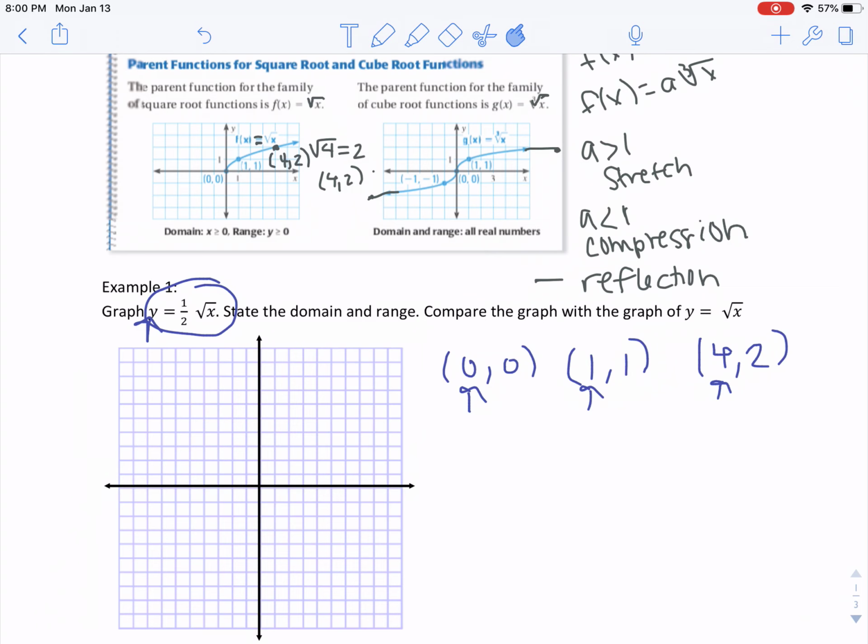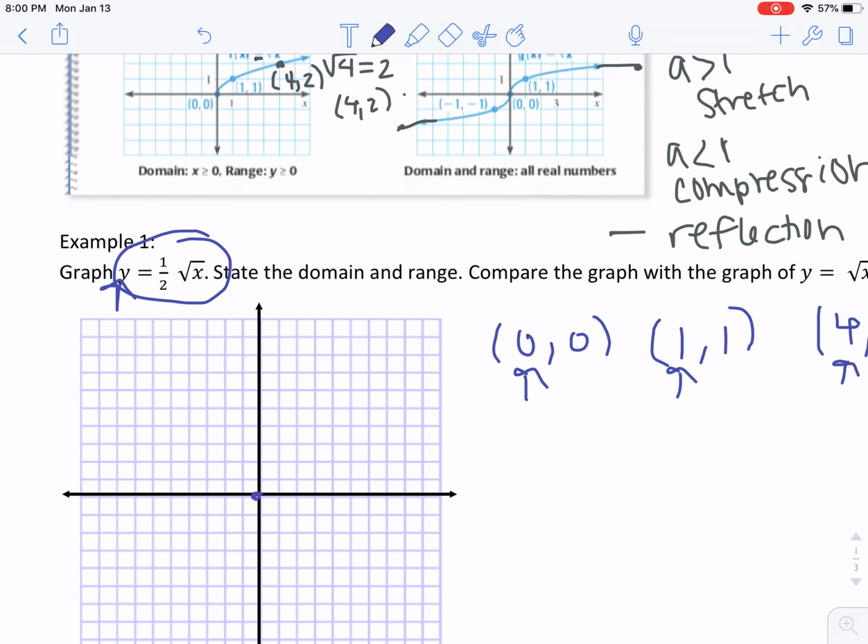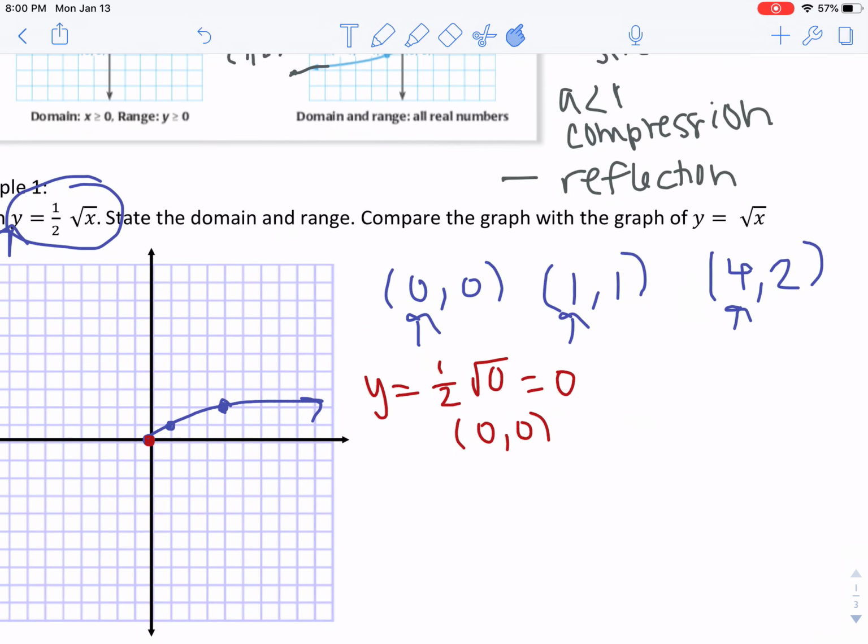So we're going to start with our parent graph: (0, 0), (1, 1), and (4, 2). So there's our parent graph, and you need to make sure you always draw in your parent graph. Then we're going to take the same x values we just used and take them by a half. So I'm going to get y equals 1/2 the square root of 0. Well, the square root of 0 is still 0, and a half of 0 is still 0. So when we plugged in 0, we got 0 out. That point doesn't change.